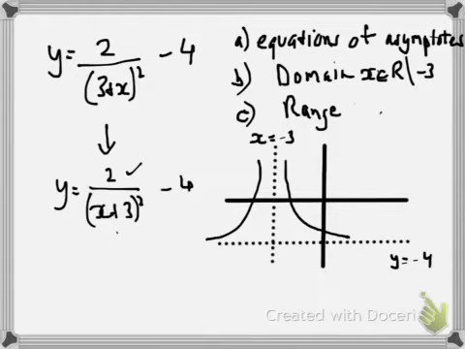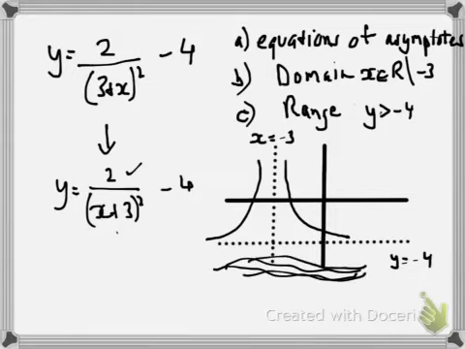Because the range, I was thinking hyperbola there, but the range does not go below -4. So you could say the range is y is greater than -4. Notice down below, the graph isn't defined there. It's only defined above y equals -4.